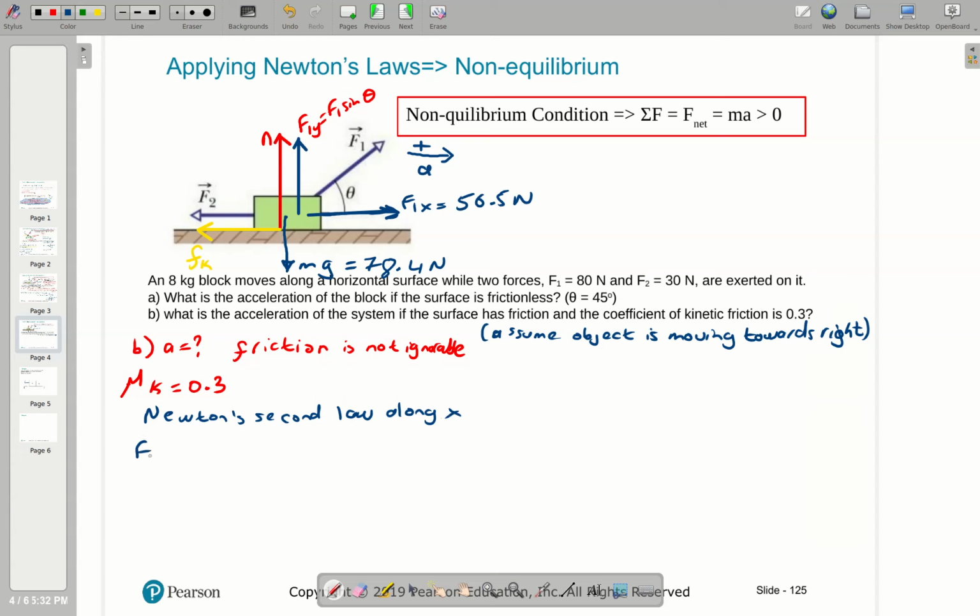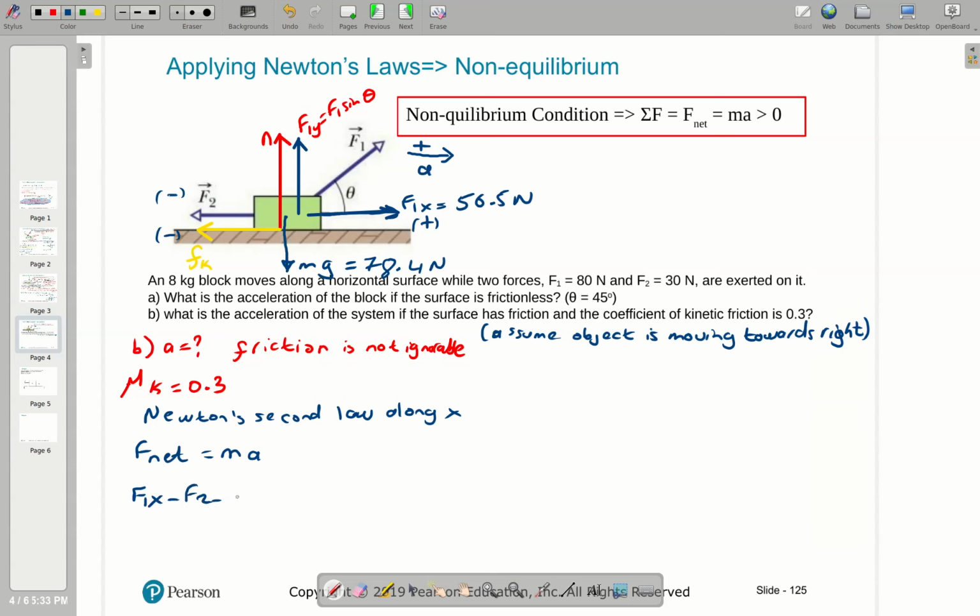I'm going to go for just Fnet is equal to ma. Keep in mind, folks, these are all X directions and positive directions. Along X, we're applying it, and I'm going to look at the forces along X. Those to the right will be positive. Those to the left will be negative. So the kinetic friction force and F2 are negative. F1x is positive. My Fnet then will be F1x minus F2 minus the kinetic friction force, and that still equals ma.